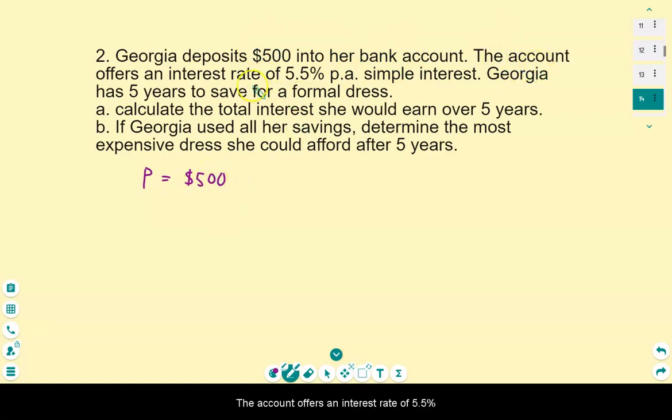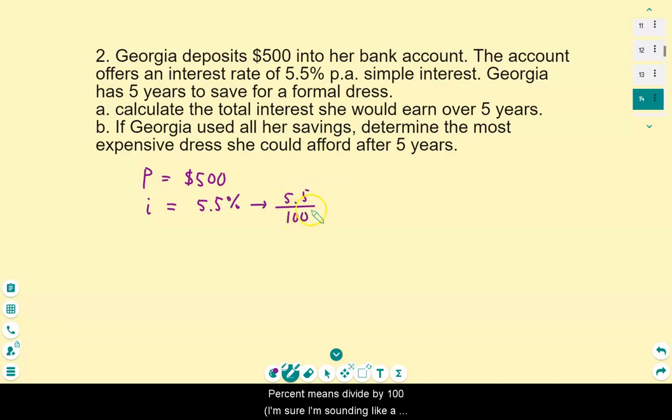The account offers an interest rate of 5.5% per year, simple interest. Okay, interest rate means our little I. And that's correct. You do convert it to a decimal. Well done. 5.5% means divide by 100. I'm sure I'm sounding like a broken record now. 5.5 divide 100 is 0.055, with that little decimal trick, or just put it in your calculator like I did automatically. Per year, and I always include the units per year there.